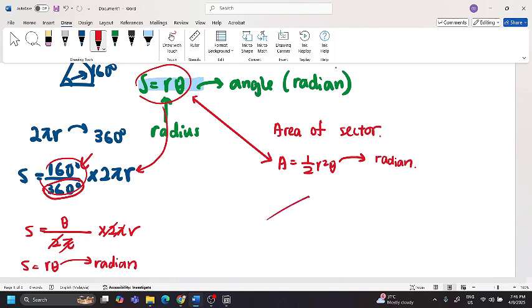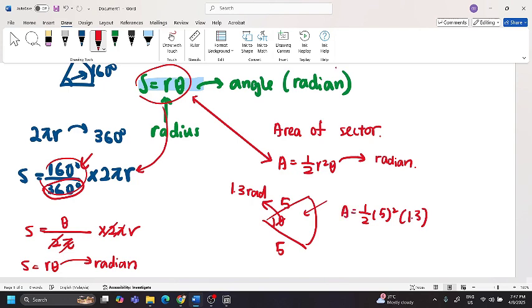So now maybe he gives you one sector. The radius, this is the angle. So how to find the area of this? Easy lah, 1 over 2. Maybe this one is 5, right? This one, he gives you the angle in radian, 1.3 radian. So it's 5 squared and then times 1.3. This is the area of this sector.